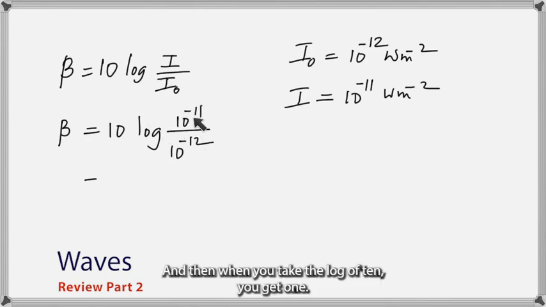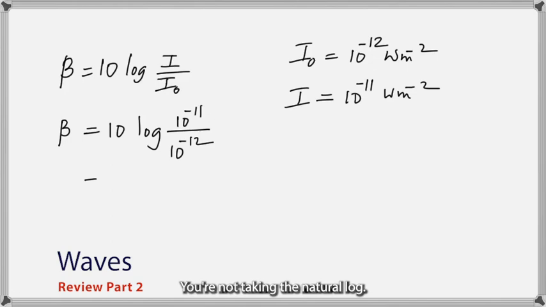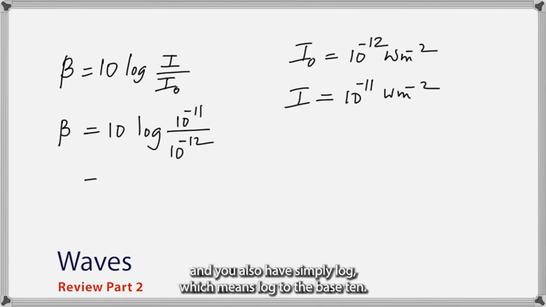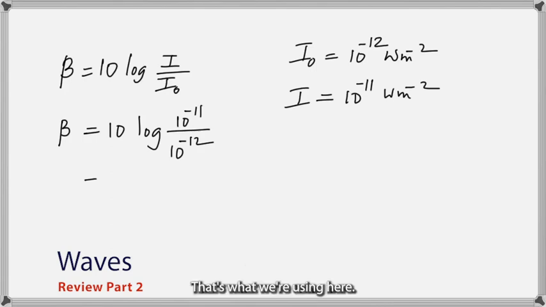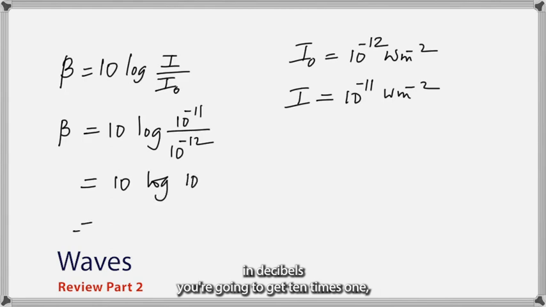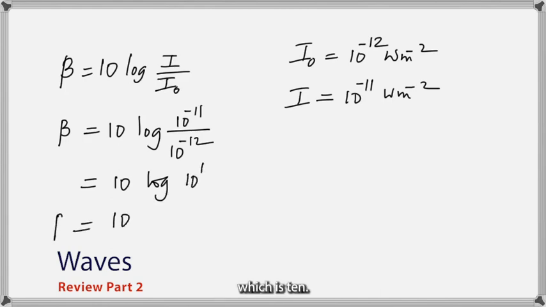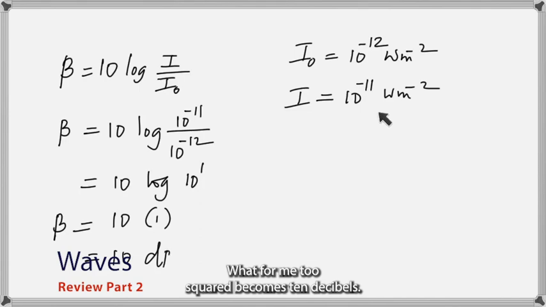And then when you take the log of 10, you get 1. You're not taking the natural log. Be careful. On the calculator, you have natural log, which we are not using here. And you also have simply log, which means log to the base 10. That's what we're using here. So log to the base 10 of 10 is 1. Therefore, in decibels, you're going to get 10 times 1, which is 10. So 10 to the negative 11 watt per meter squared becomes 10 decibels.